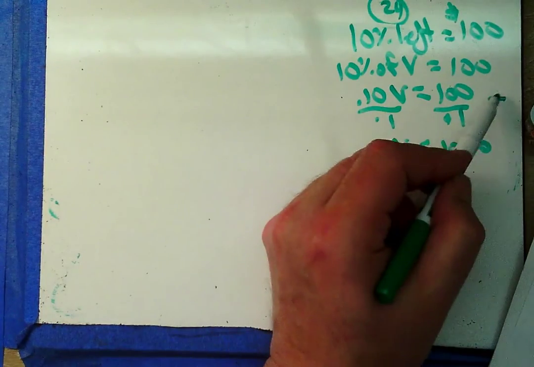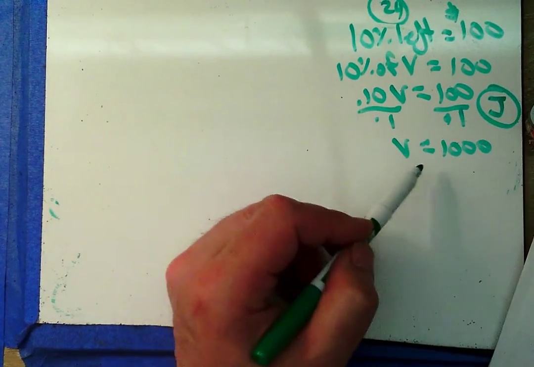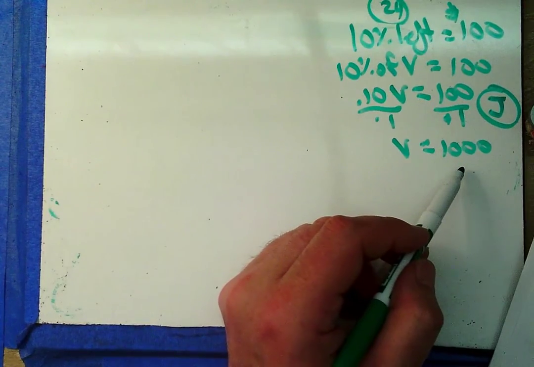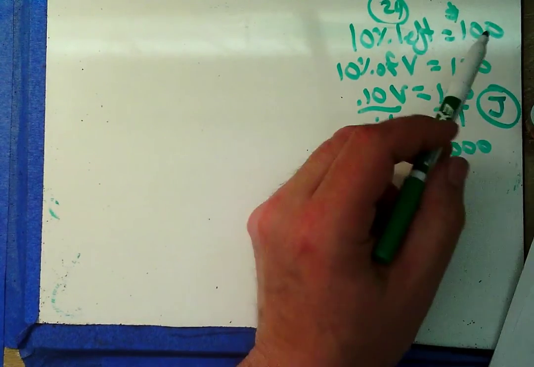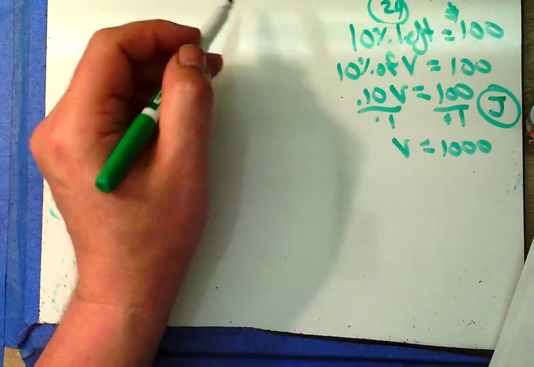And so that's J. That makes sense, right? Because she spent 90% of it. That would be $900. 1,000 minus 900 leaves her 100. Oh, I like that. Okay, 25.